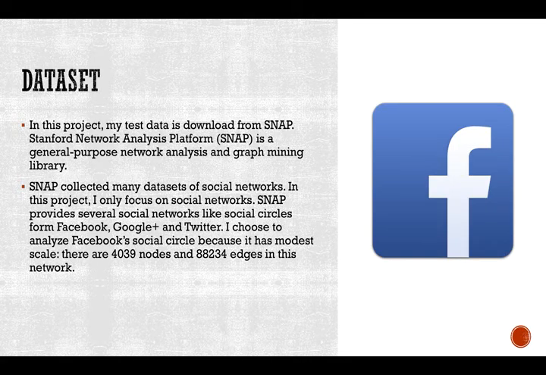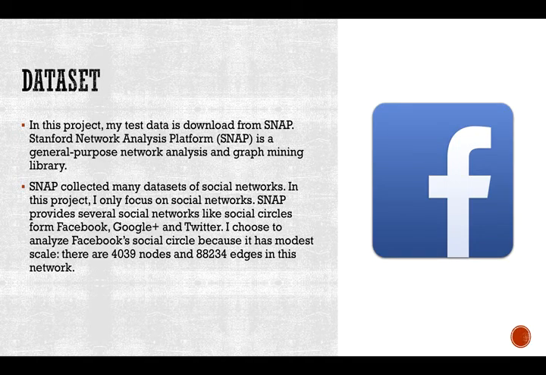SNAP provides several social networks like social circles from Facebook, Google+, and Twitter. I chose to analyze Facebook's social circle because it has modest scale. There are 4,039 nodes and 8,234 edges in this network.